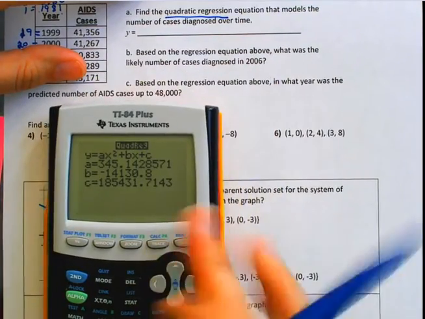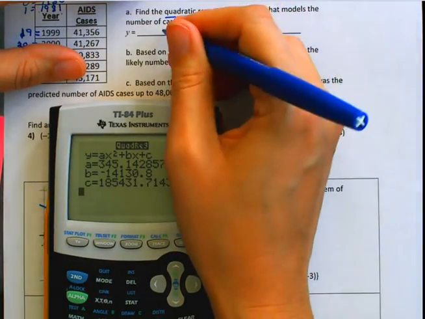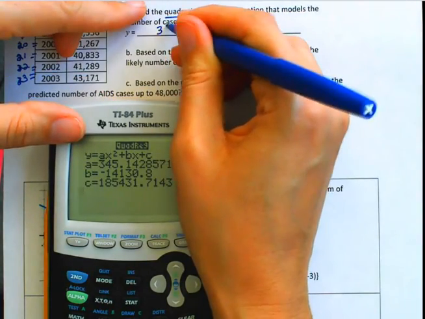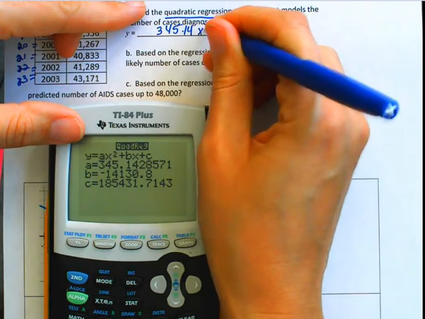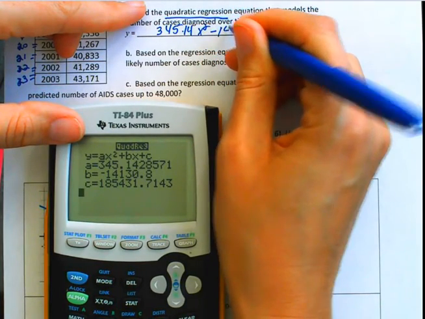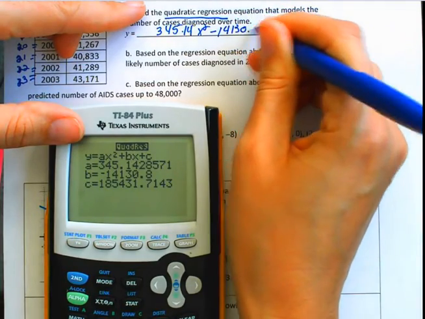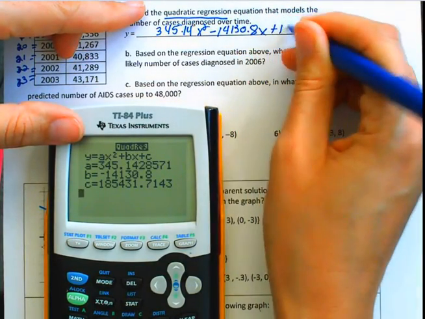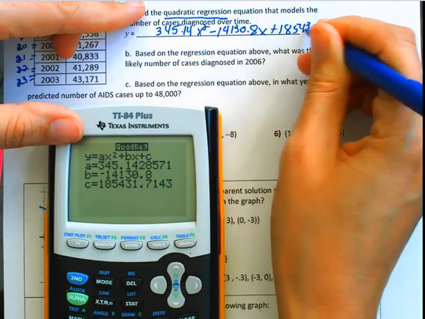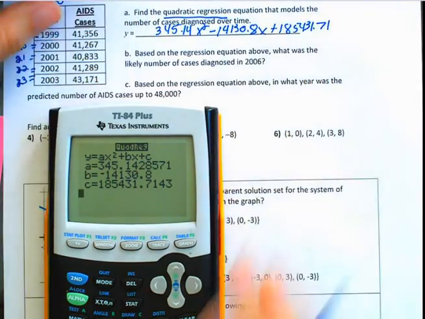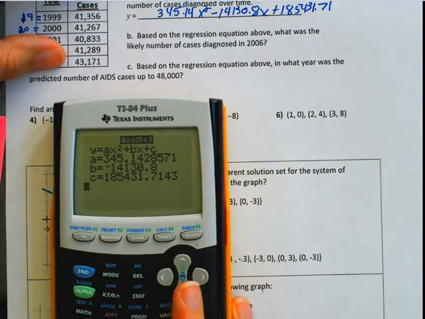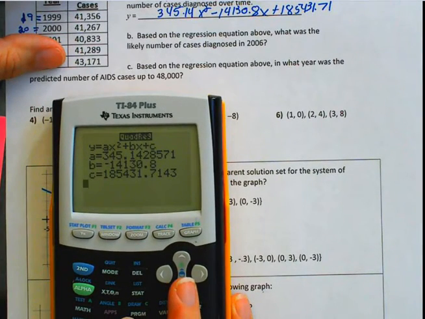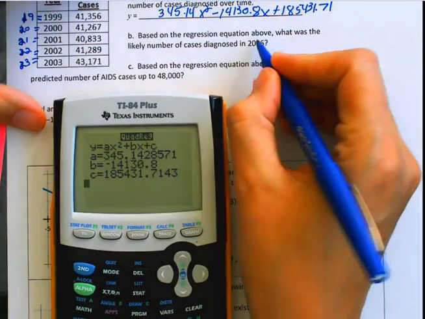So here's our quadratic regression, and I'm just substituting in 345.14x squared minus 14130.8x plus 185,431.71. Based on the regression equation above, what was the likely number of cases diagnosed in 2006?